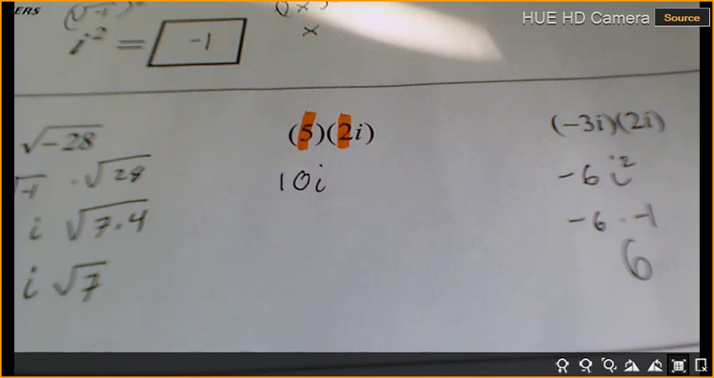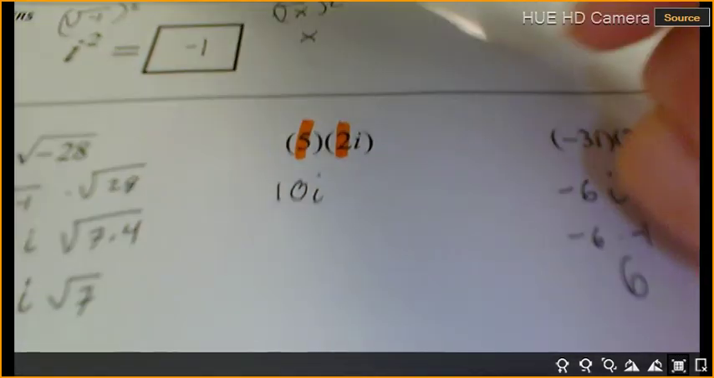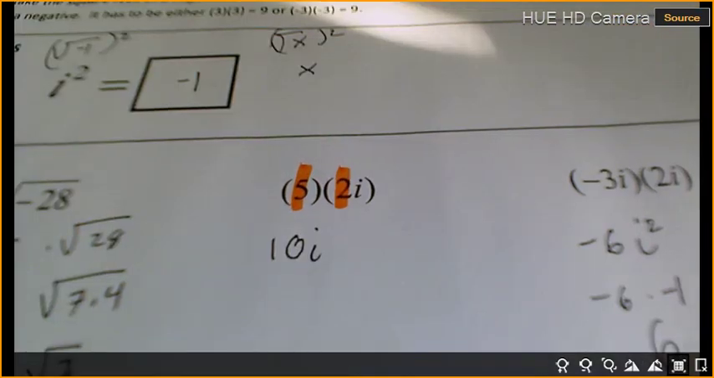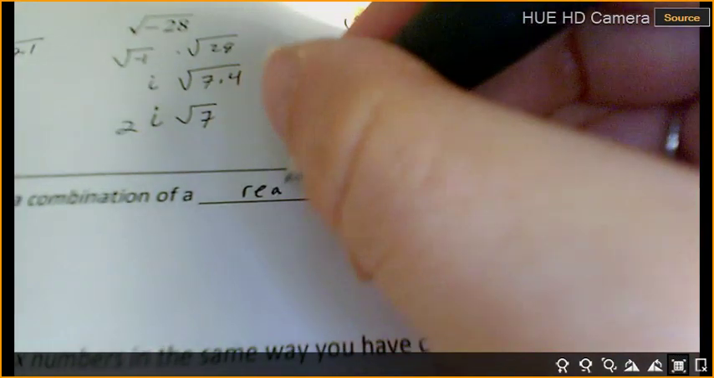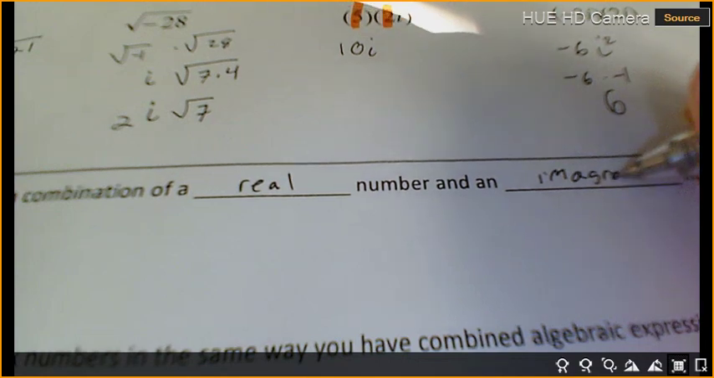So where did the negative 1 come from? Because it's i. i squared gives you negative 1. We talked a little bit about that up here. i squared equals negative 1. All right, a complex number is a combination of real numbers and imaginary numbers.